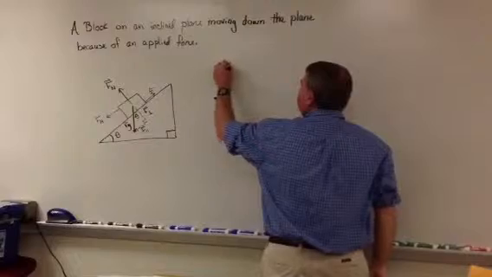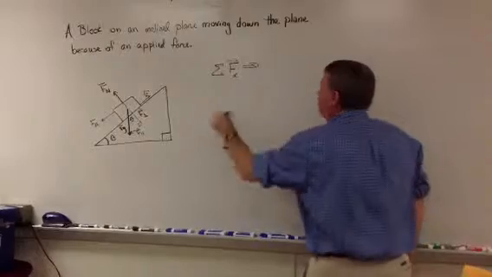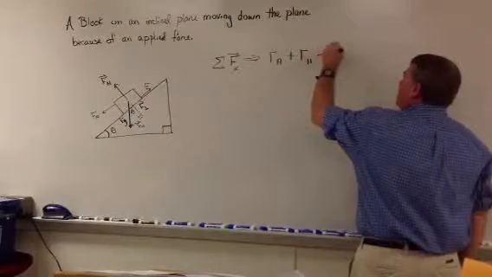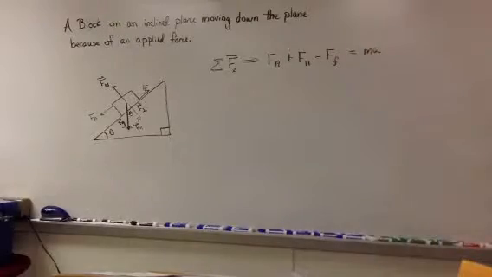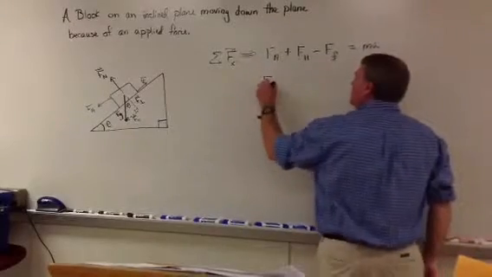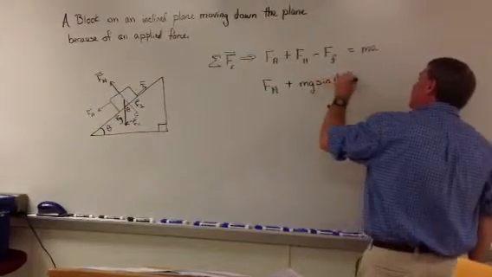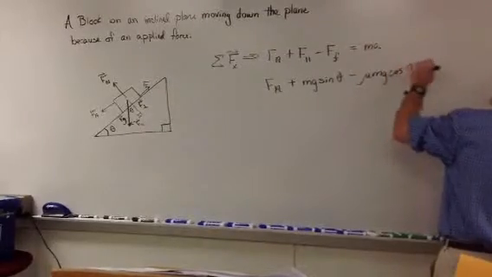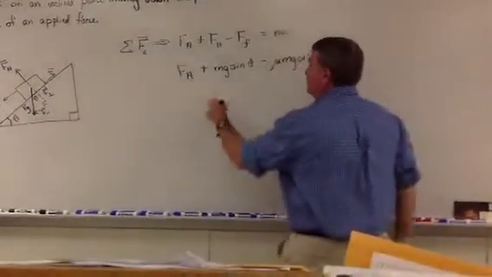So the sum of the forces in the x direction will be equal to force applied plus force parallel minus force of friction equals ma. Now, we showed earlier that F parallel is equal to mg sine theta. So force applied plus mg sine theta minus force of friction, which is equal to mu mg cosine theta, equals ma.